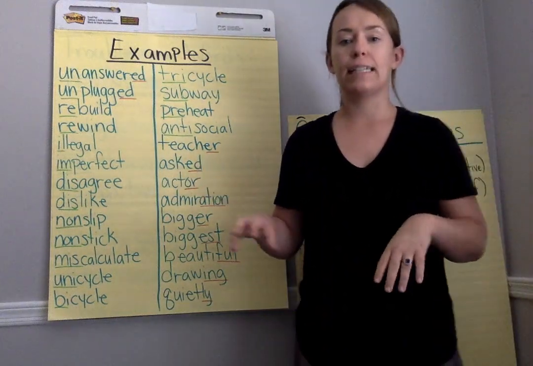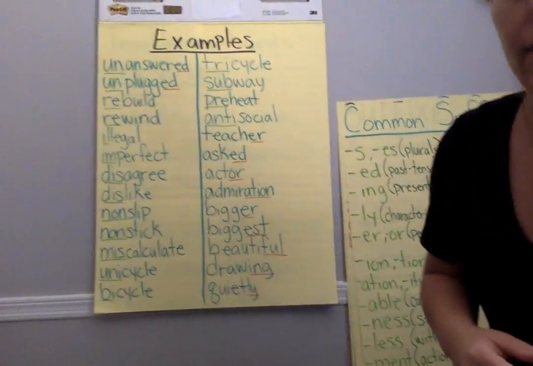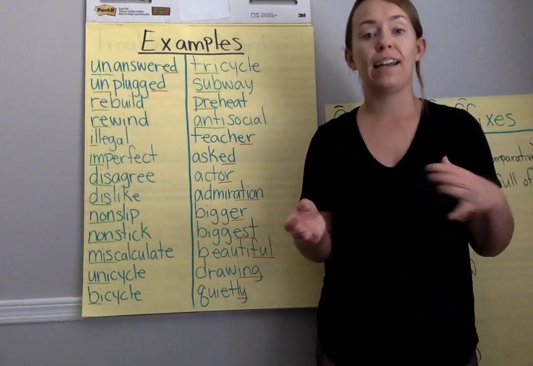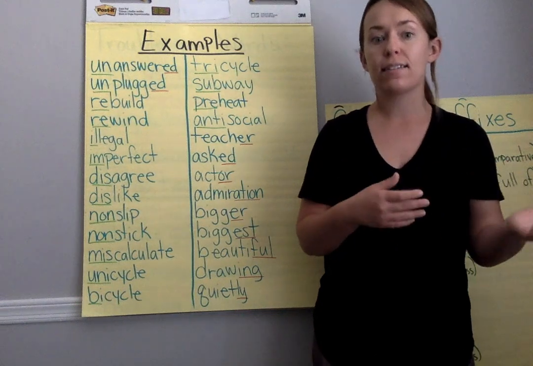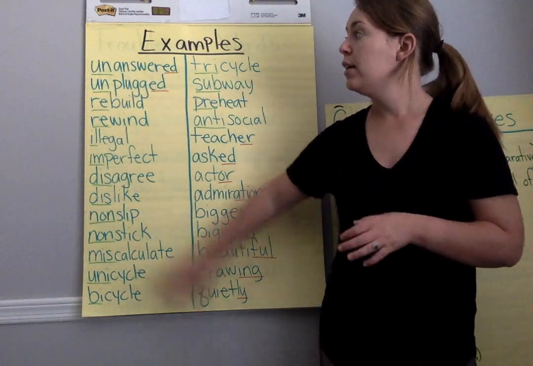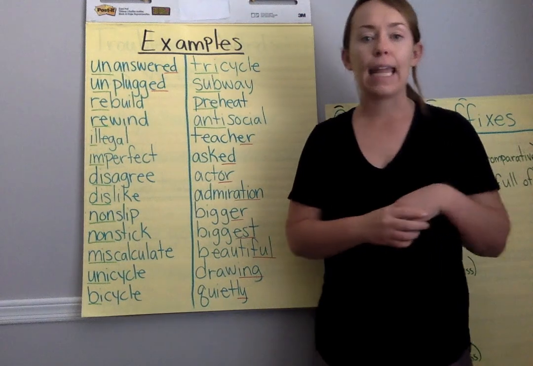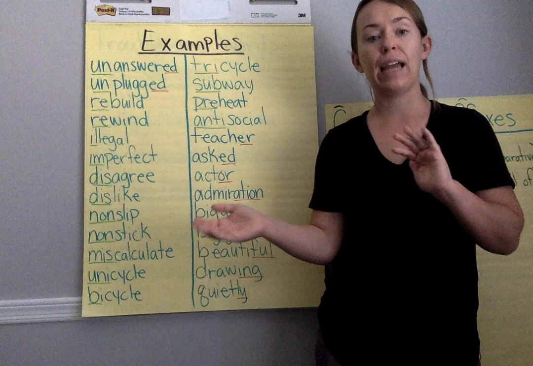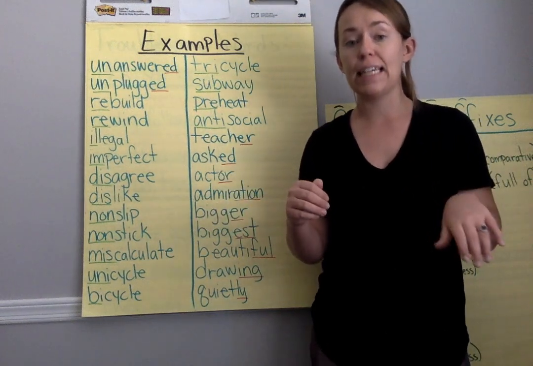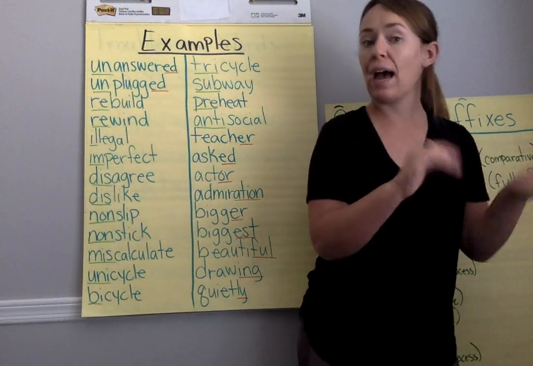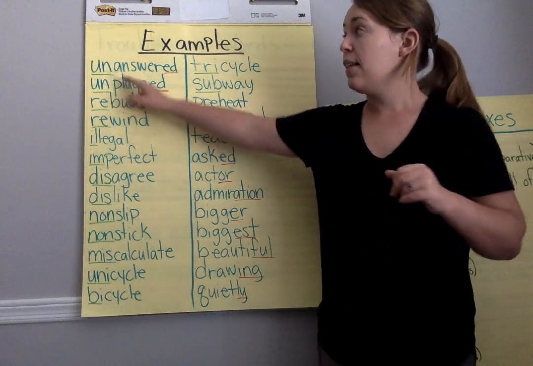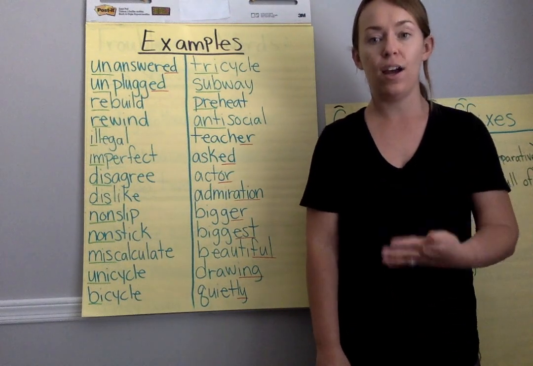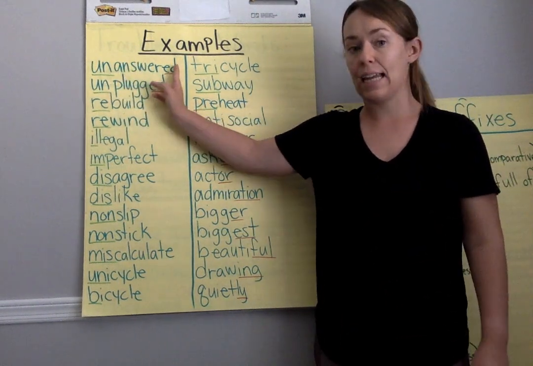So here we have our examples, and I pushed you guys too far back. There we go. Here we have our examples. So sometimes a word can have both a prefix and a suffix attached to the root word. For example, we have the word unanswered. So this has a root word of answer. We have a suffix of ed, which means that it happened in the past. It's past tense. And then we have the prefix of un. And if you remember, un means not. So it was not answered.